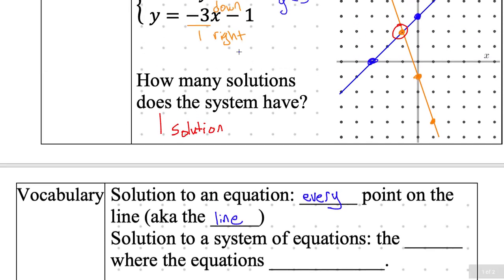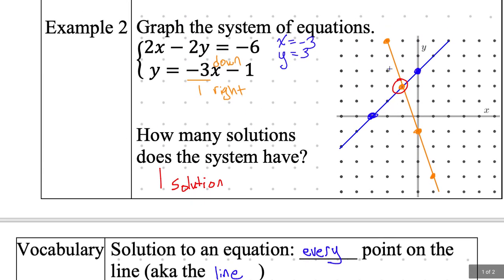So when I came back and graphed this yellow line, that was every single point, this point, this point. There's an infinite number of points on this line. Every single one of those points satisfied that equation. So every single coordinate pair was, quote unquote, a solution to this one equation, which means there are an infinite number of solutions to that one equation.